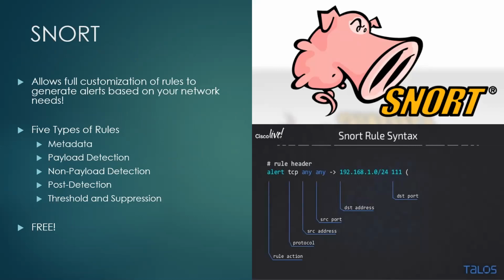Snort is the most common NIDS. Featuring a full customization of network rules, you can create alerts specifically for your network. You are also able to create rules based off of 5 different categories, giving the user huge amounts of detection ability. The best of all, Snort is free.